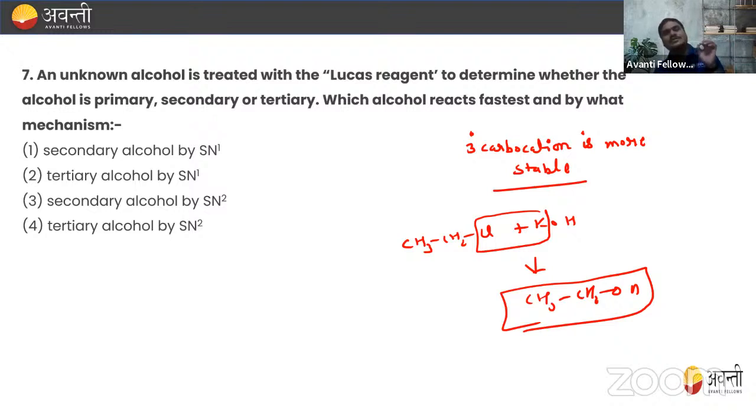So the rate of reaction depends only upon the alkyl halide, or the nucleophile? Only upon the alkyl halide. It does not depend on whether the nucleophile is strong or weak. Only depends upon the alkyl halide.